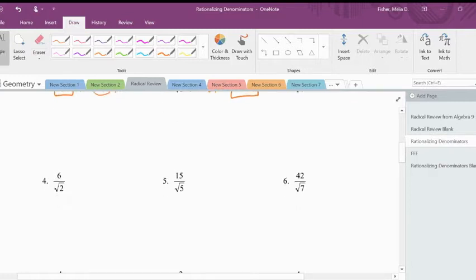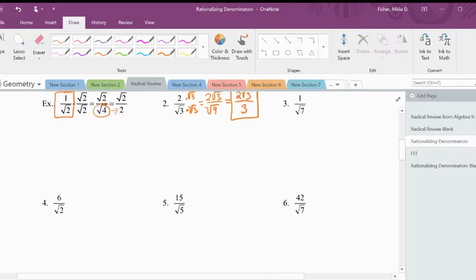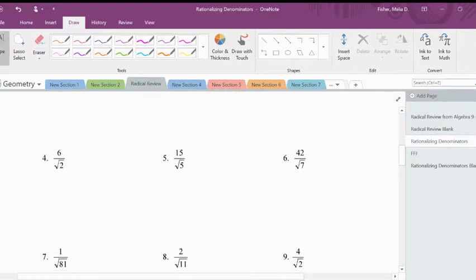Let's do another one, looking at example 4. Multiplying both the top and bottom by the square root of 2 gives us 6 square root of 2 on top, and square root of 2 times square root of 2 is square root of 4 on bottom, and we can take the square root of 4 because it's a perfect square, and we get 2, and we have 6 square root of 2 on top. Now, take note, these can be reduced, so 6 divided by 2 is 3 square root 2 for your final answer.